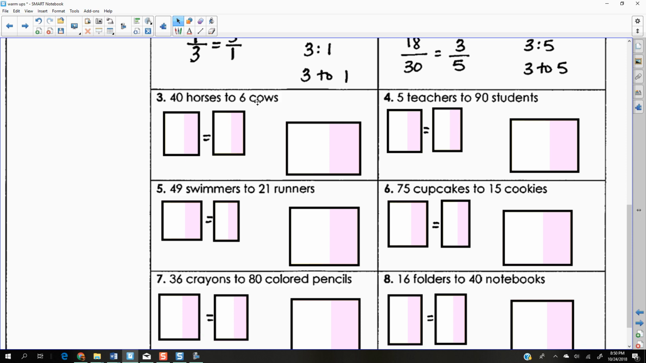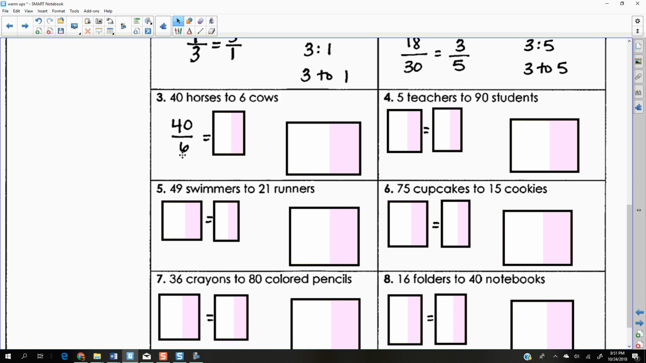So we have 40 horses to 60 cows. So we're going to reduce it to simplest form. And first we have 40 to 60. 40 horses is first, 60 cows is second. So now we have to reduce it. So let's look at the smaller number. Will 6 divide into 40? Does 6 times something equal 40? Not that I know of.